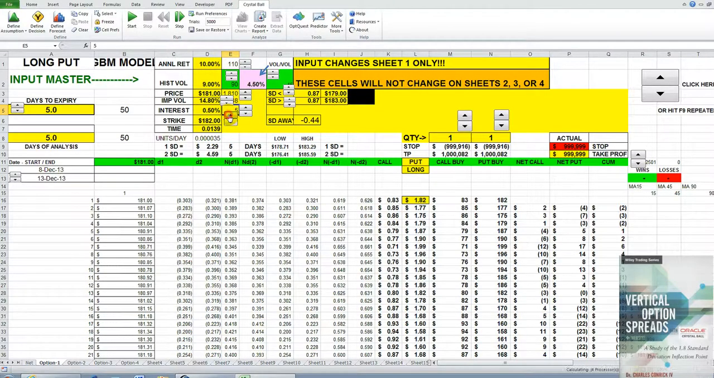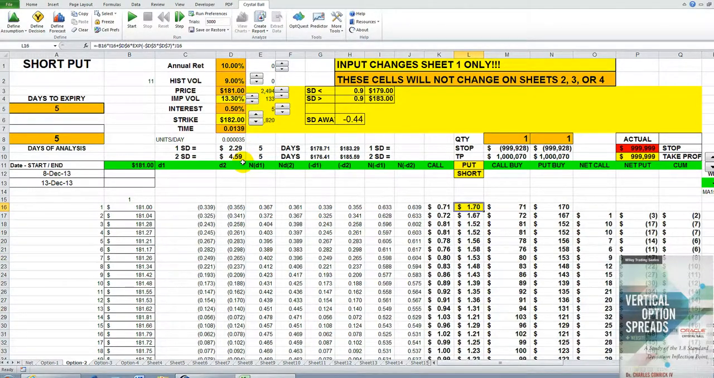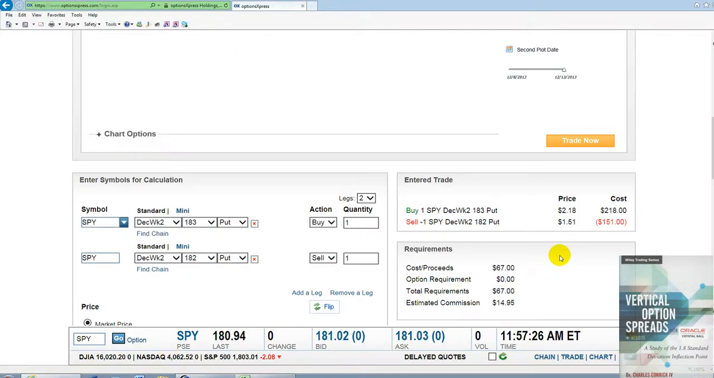Tab option 1, 183. And on this sheet, the short put, we want it at 182. So we'll go ahead and set this at 182 on the short put, tab option 2. Now I want to get the prices correct. The prices were 218 for the long put.